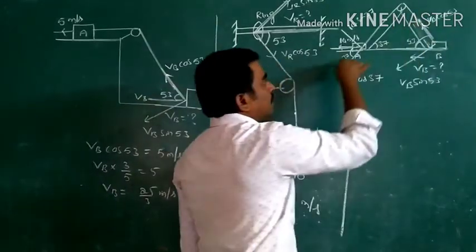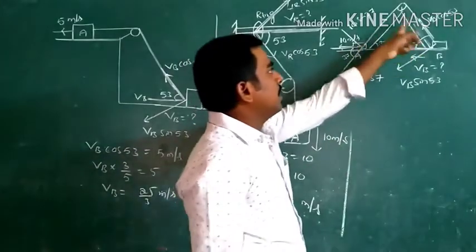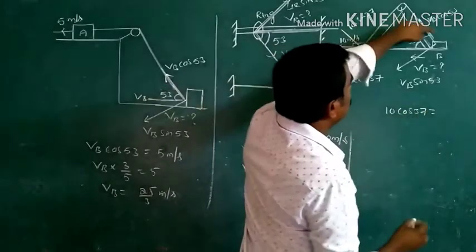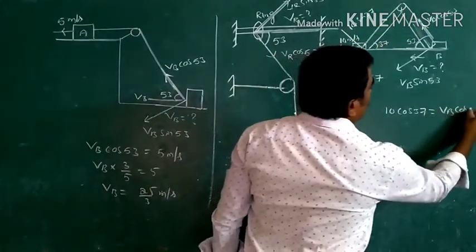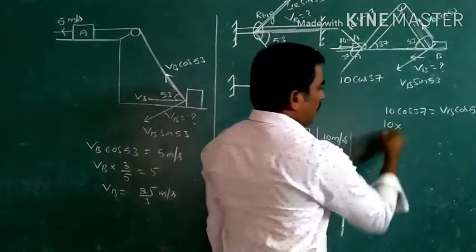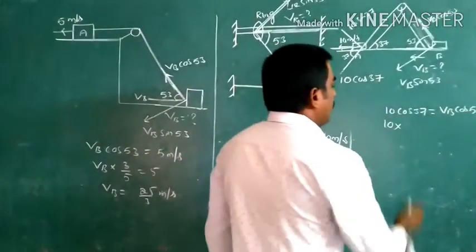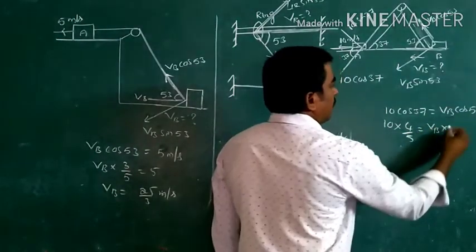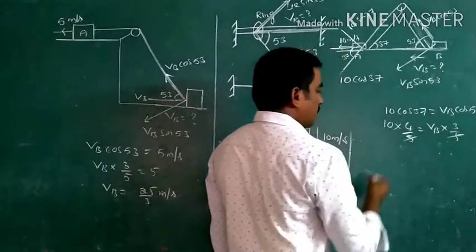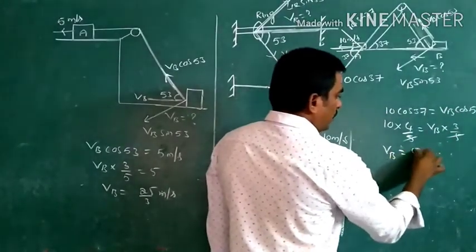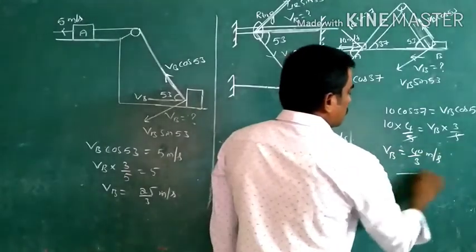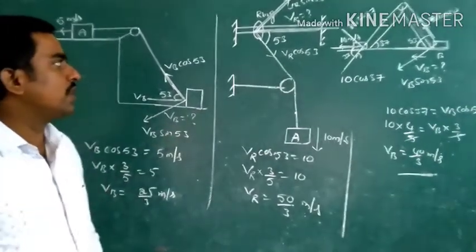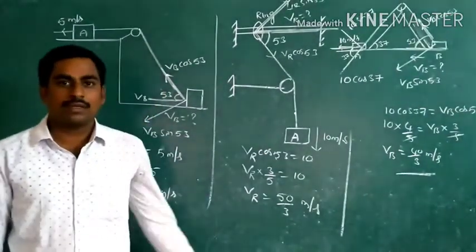Now the velocity components along the lengths of the string are equal. That means 10 cos 37 is equal to VB cos 53. Now, 10 into the cos 37 value, which is 4 by 5, is equal to VB into cos 53 value, 3 by 5. Now the 5 gets cancelled, and VB is equal to 40 by 3 meters per second. In this manner we calculate the velocity of one body with respect to the velocity of another body.